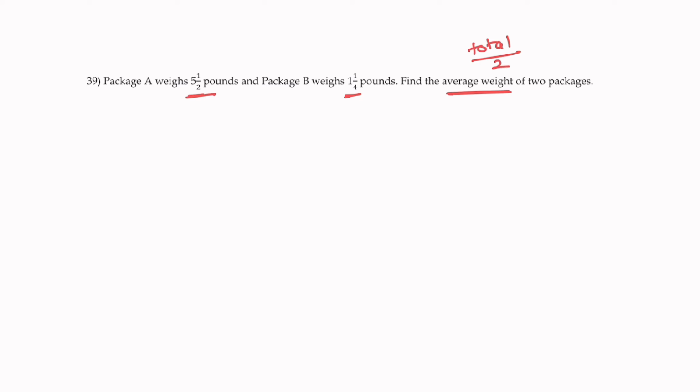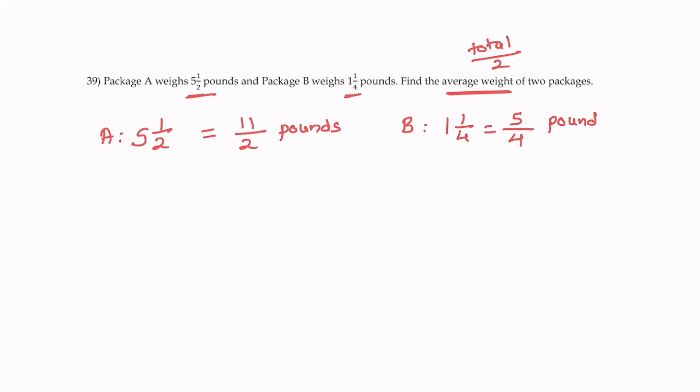Let's write the information to help us. A is 5 1/2, which is 5 times 2 is 10. 10 plus 1 is 11/2 pounds. And B is 1 1/4, which gives us 1 times 4 is 4. 4 plus 1 is 5/4 pounds. And we need to find the average.